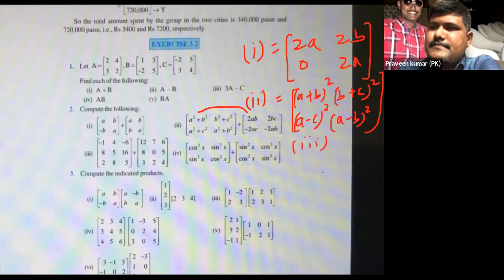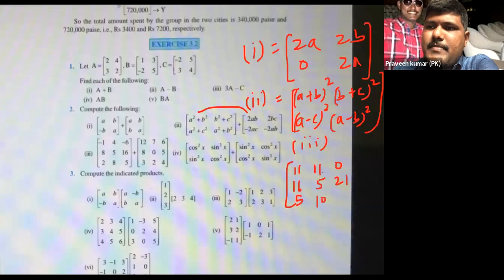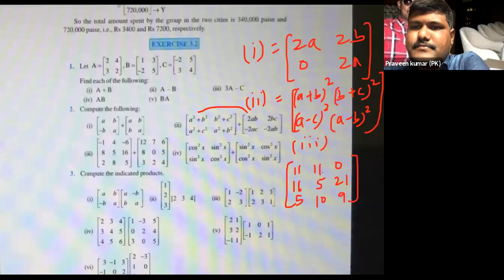Third one, if you observe, minus 1 plus 12, 11, 4 plus 7, 11, minus 1 plus 6, 0, 8 plus 8, 16, 5 plus 0, 5, 16 plus 5, 21, 2 plus 3, 5, 8 plus 2, 10, 5 plus 4, 9. Correct answer.